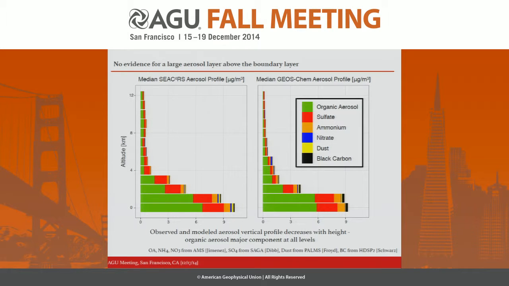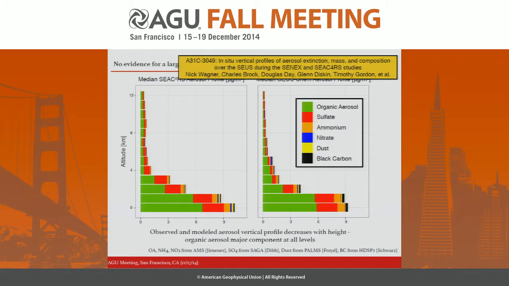And so this is actually kind of hard to see in the aggregate profiles. So I want to point you to a poster by Nick Wagner and some of the folks over at NOAA, where I think they've done a really careful analysis looking at it from a profile by profile level to show that there's really not that much of an enhancement and extension in the transition layer between the boundary layer and the free troposphere.